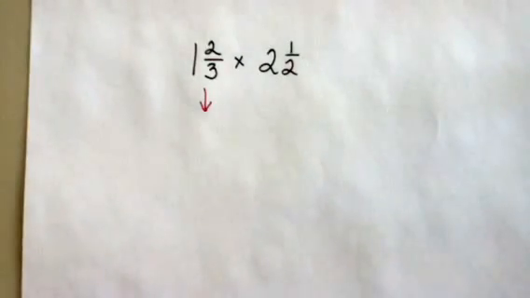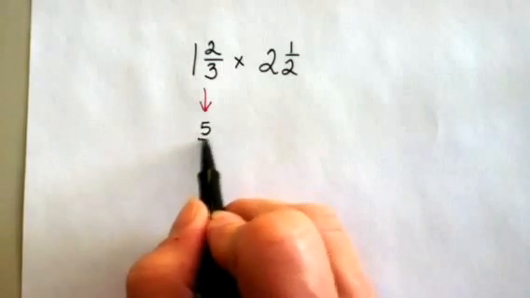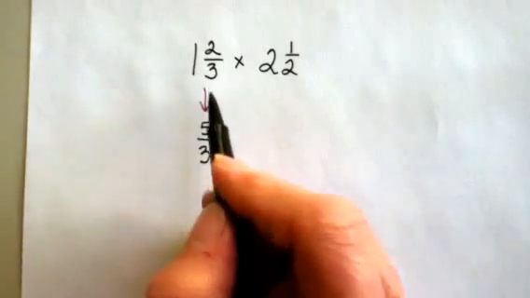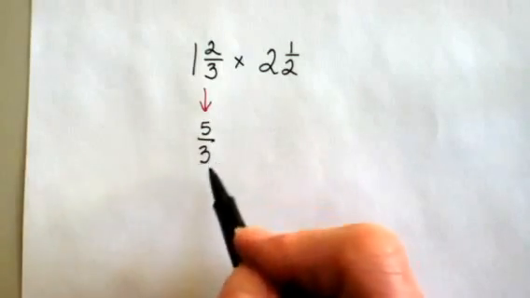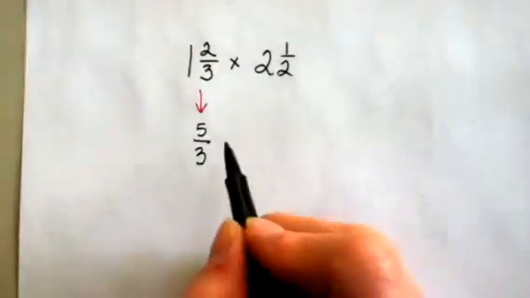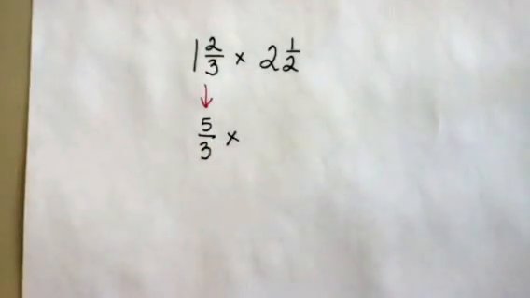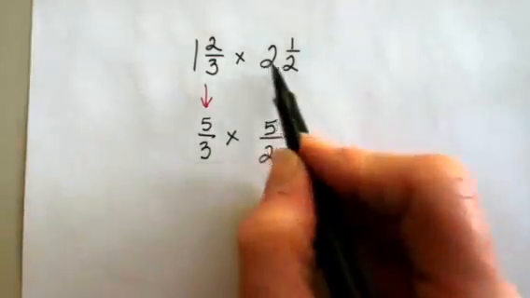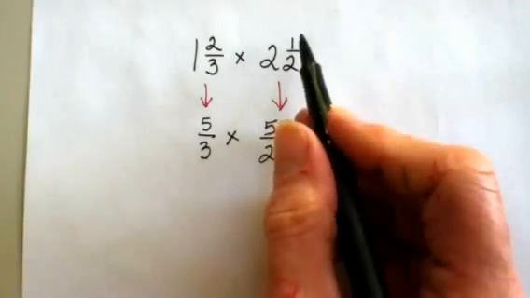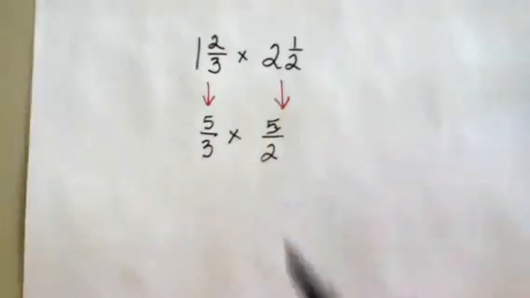1 2/3 becomes 5/3 because 1 times 3 is 3, 3 plus 2 is 5, and we keep the denominator 3. Times 2 1/2 becomes 5/2. 2 times 2 is 4, 4 plus 1 is 5, and we keep the denominator.